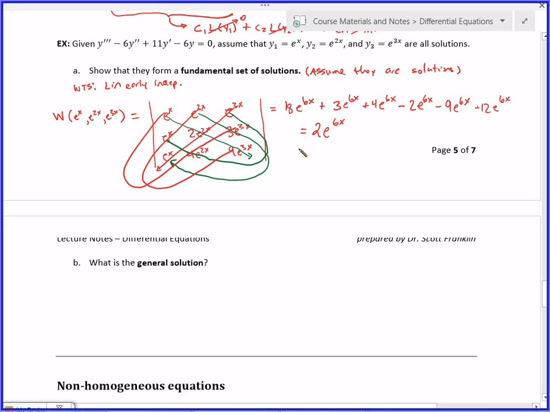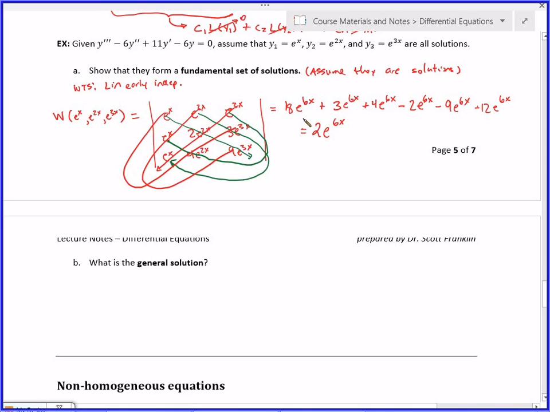Does that make sense? Now, that's the Wronskian. So the output of the Wronskian was this function. How do we use that to answer the question, are they independent or not? Go back to the theorem if you need to. There's a theorem right after the Wronskian. If it's not equal to 0.